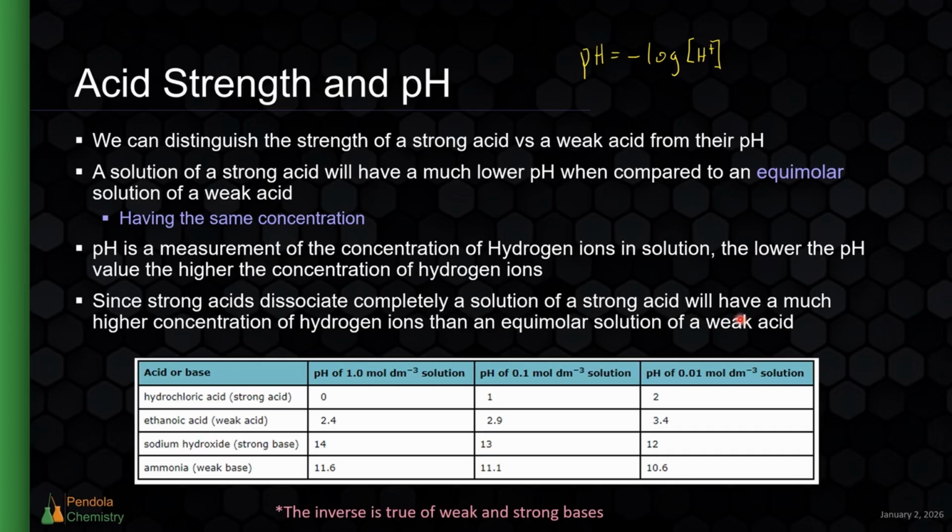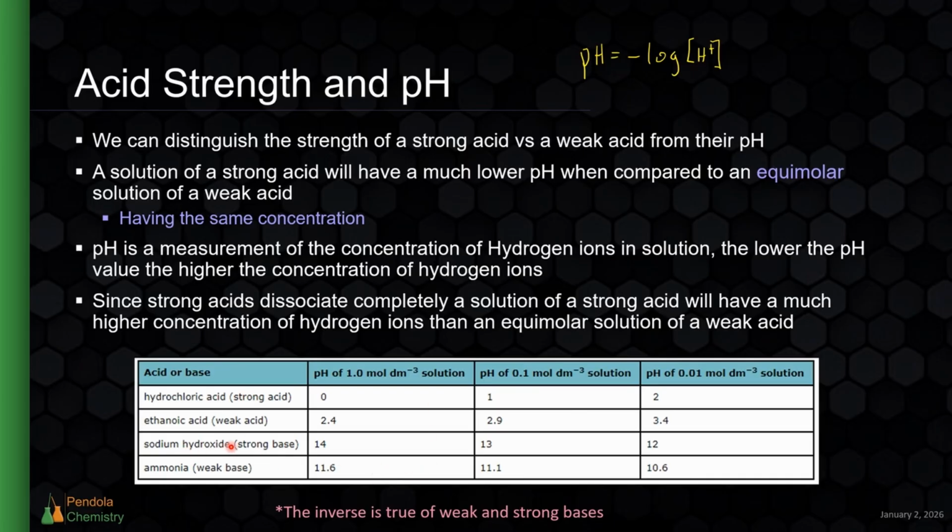Because in the weak acid, not every single molecule is being converted to hydrogen ions, whereas in the strong acid, every single molecule is being converted to hydrogen ions. And it's the opposite, right? It's an inverse for a base. A strong base will have a much higher pH than a weak base of equimolar solution.